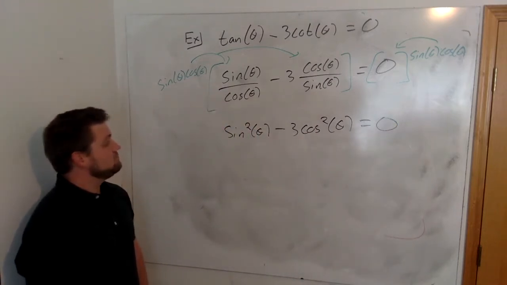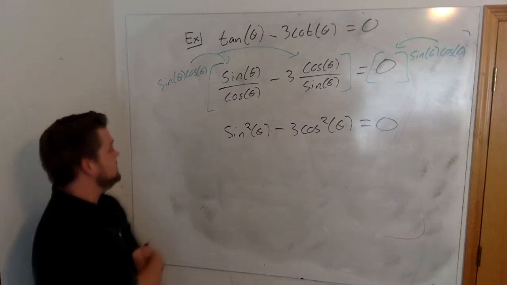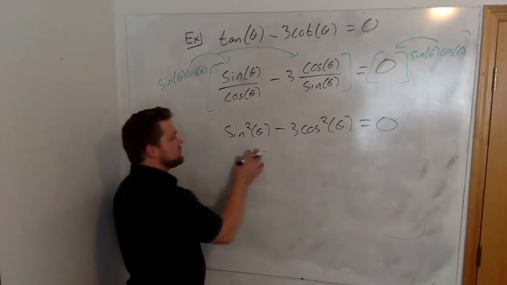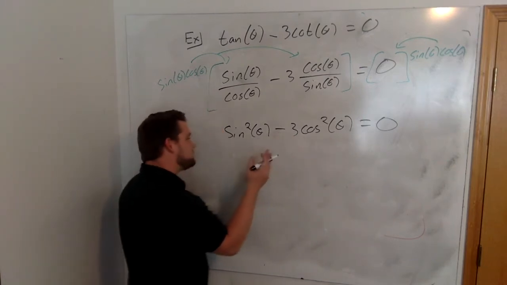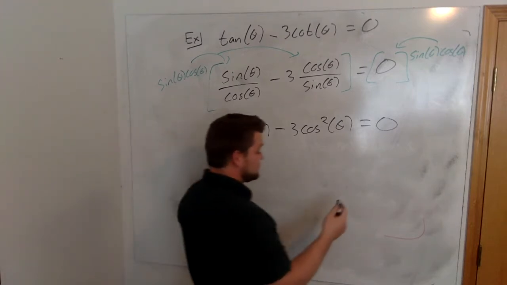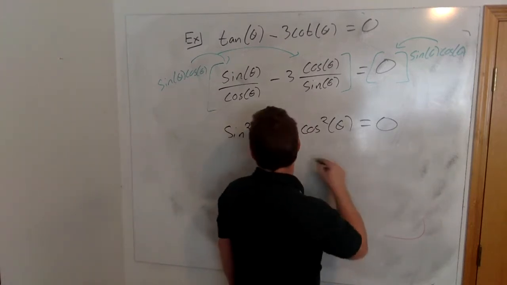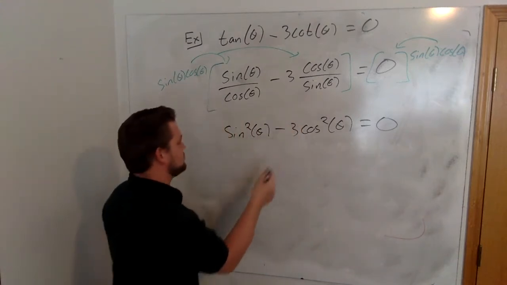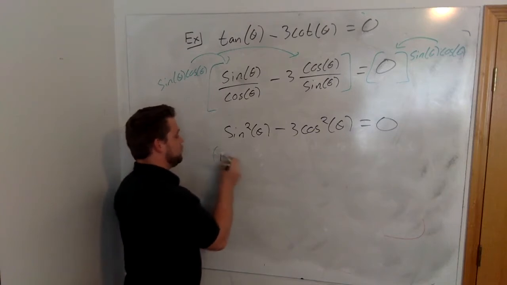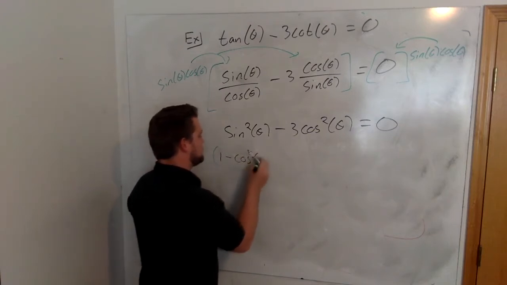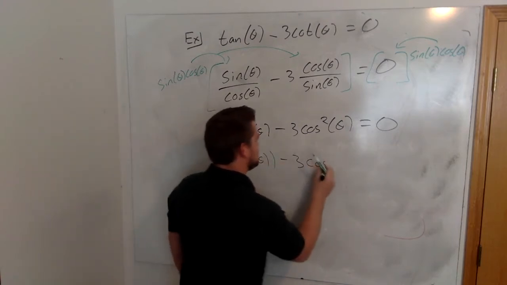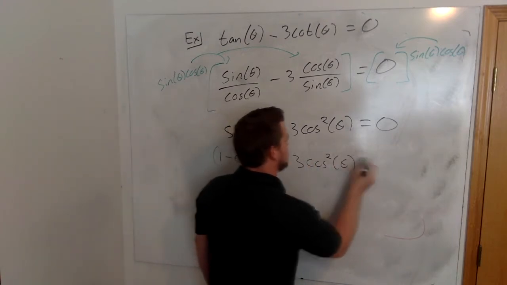Okay. What should we do from here? Let's see. Well, we have sine squareds, we have cosine squareds. This is a subtraction sign. I would like this to all either be in terms of sines or cosines. So in this case, let's replace sine squared with how about a 1 minus cosine squared of theta, okay, minus a 3 cosine squared of theta.